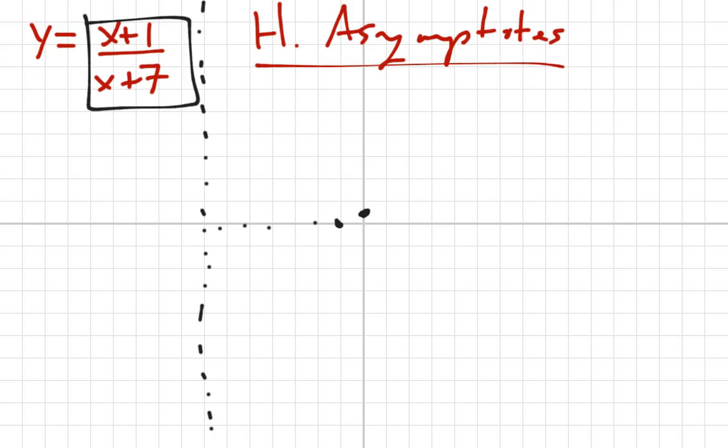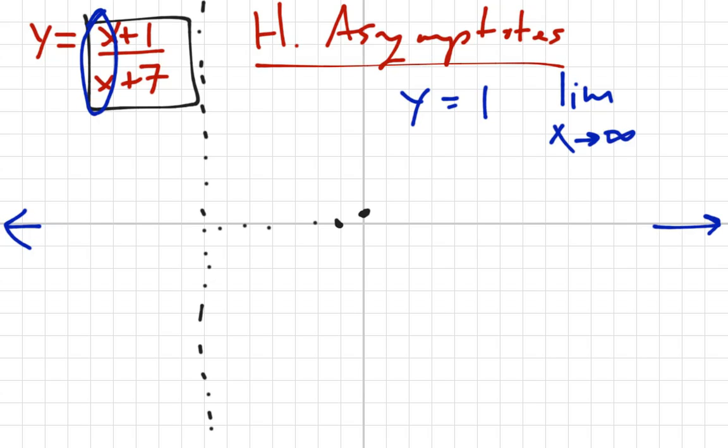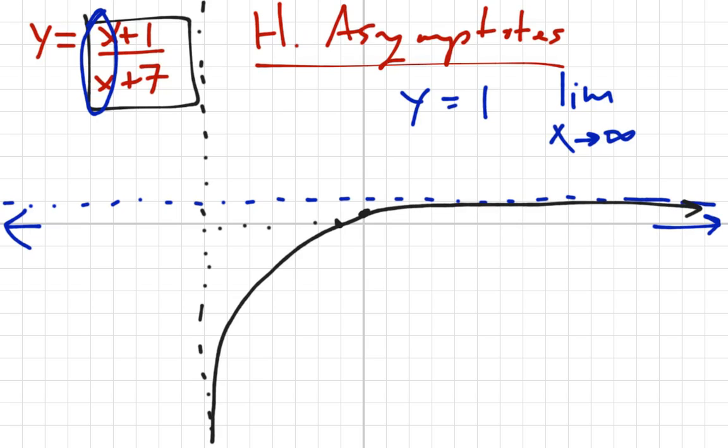And so then I can use the horizontal asymptote, and the horizontal asymptote is the limit at infinity. Here the limit at infinity is 1, and so my horizontal asymptote is y equals 1 because that's the limit as x approaches infinity. So basically over here at positive infinity and negative infinity, the graph will approach this line asymptotically.